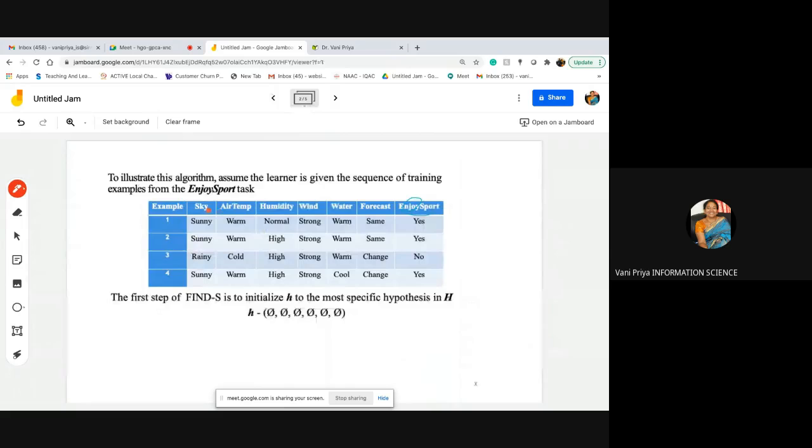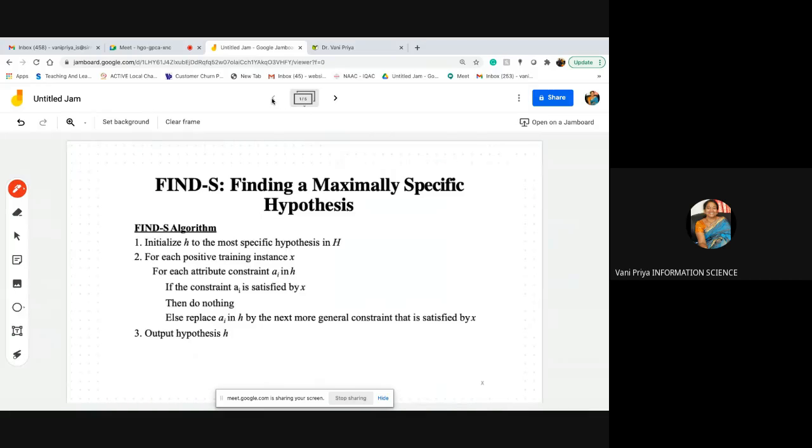As I told you, it has 6 features, 6 attributes, and one target value. What is the target value? Enjoy sport here. It is a classification example and can be either yes or no. Only a few training examples have been given, and we are going to establish the hypothesis from them using the Find-S algorithm. We are going to find the maximally specific hypothesis, which I showed you in the example. This Find-S algorithm says: initialize h to the most specific hypothesis in H.